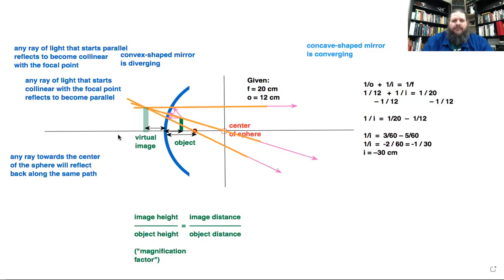So I is positive if the image is on the side of the mirror that light is actually traveling on at the end. So whichever direction light is traveling at the end after it interacts with the mirror or lens, that's the positive direction. So if the image is on that side, then it's going to be a positive value for I. But if the image is on the other side that light's not traveling on at the end, then I will be a negative value.